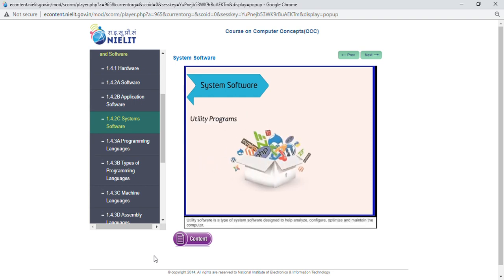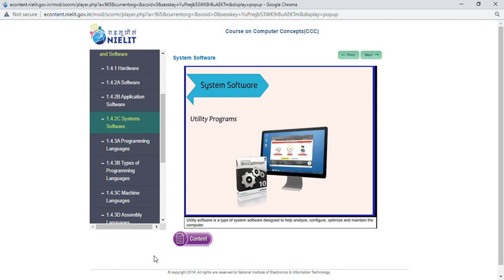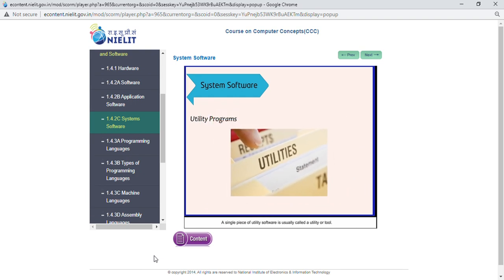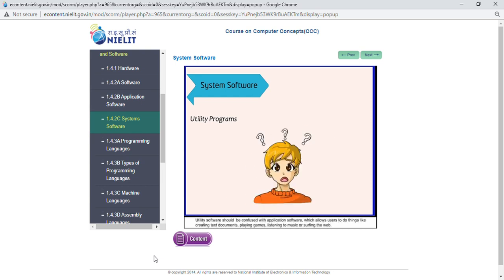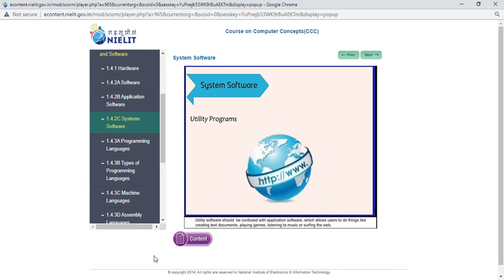Utility programs. Utility software is a type of system software designed to help analyze, configure, optimize, and maintain the computer. A single piece of utility software is usually called a utility or tool. Utility software should not be confused with application software, which allows users to do things like creating text documents, playing games, listening to music, or surfing the web.